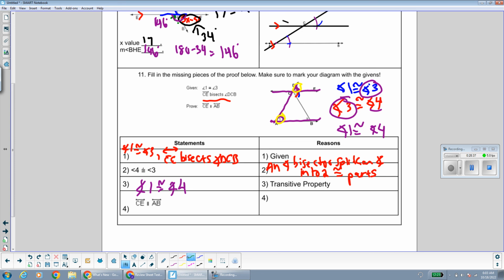If we have congruent corresponding angles, that proves that the lines forming them are parallel. So I'm going to write that down. If corresponding angles are congruent, then lines cut by a transversal are parallel. And that's all there is to it.